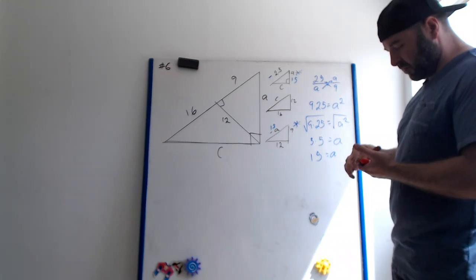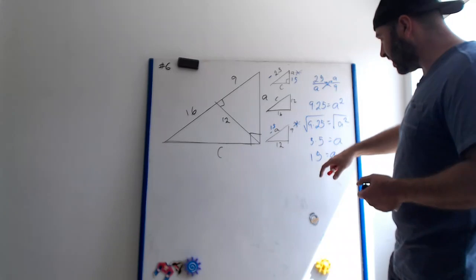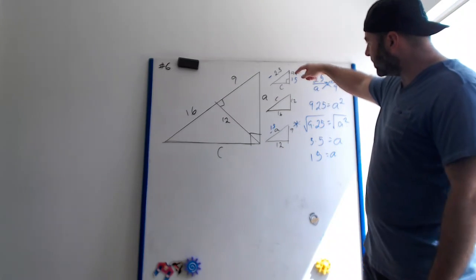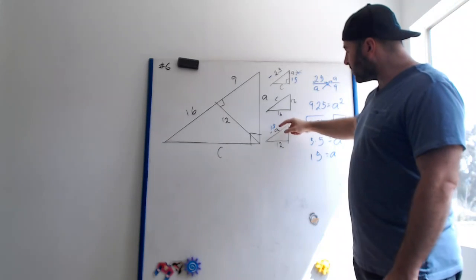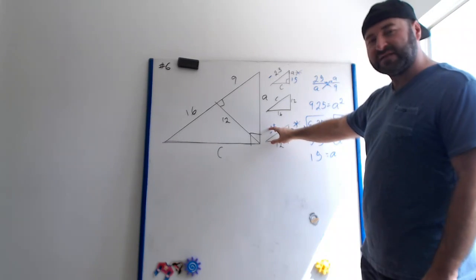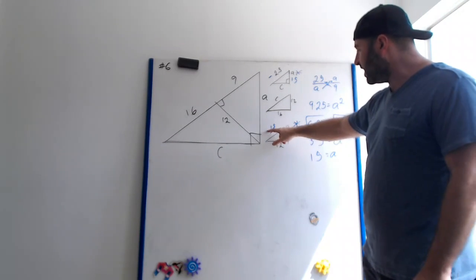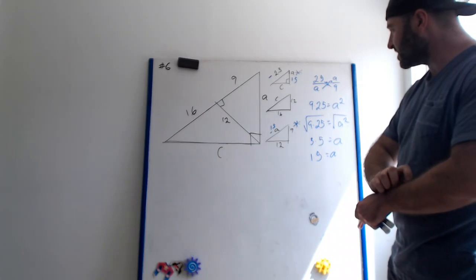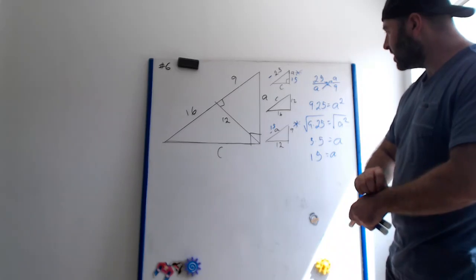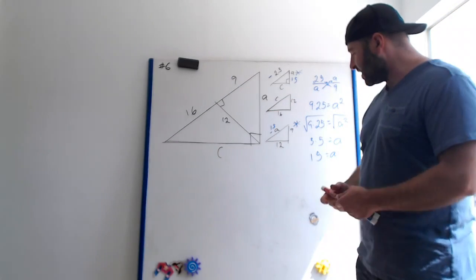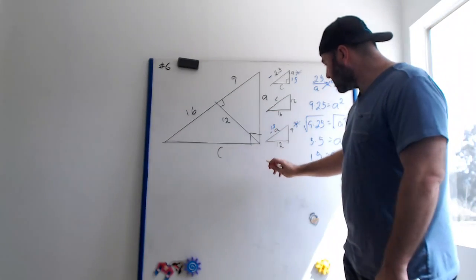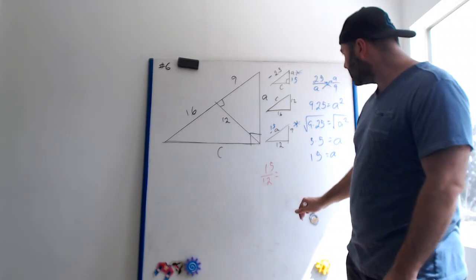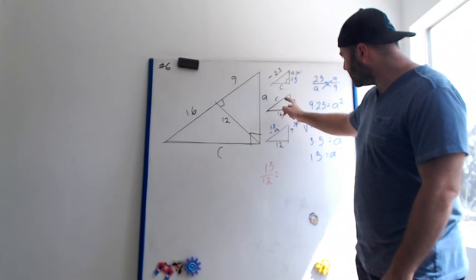And now we can do the same thing over here for C. Now that I have this side and it worked out nicely, where it's not a decimal or anything else like that, I can use these two sides over here in comparison. Okay, so let's do that, and we should end up with the same thing. 15 is to 12 as C is to 16.